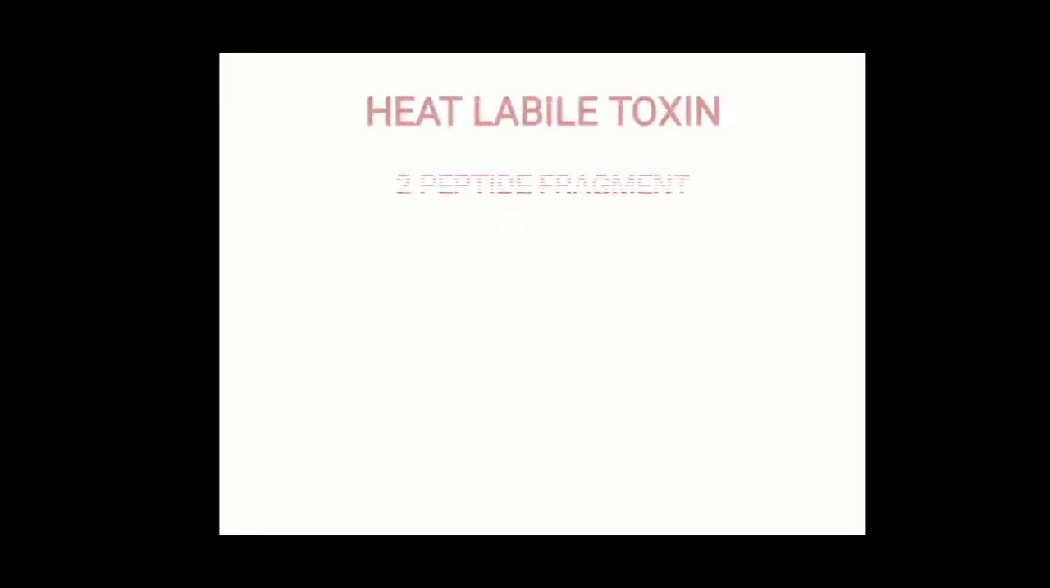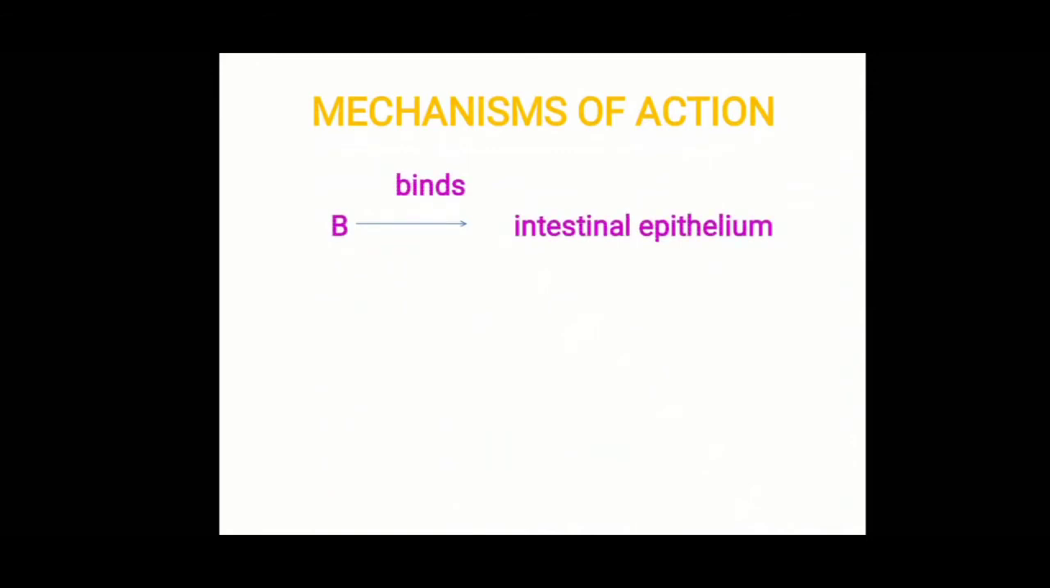Heat labile toxin. It is made up of two peptide fragments A and B. Mechanism of action. The fragment B binds to the intestinal epithelium, which helps in internalization of fragment A, which then splits into A1 and A2. A1 is the active fragment.